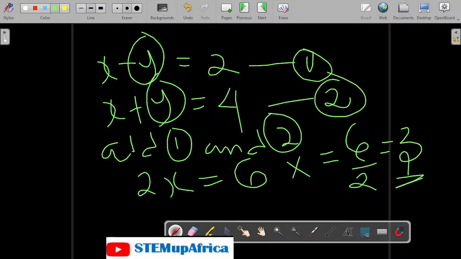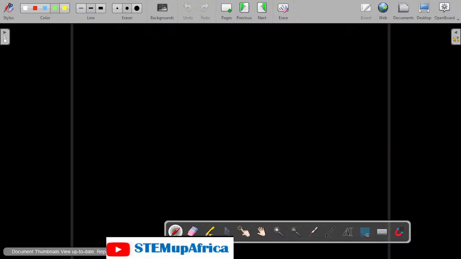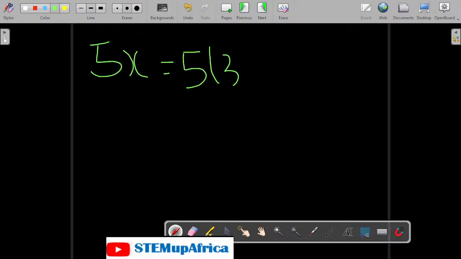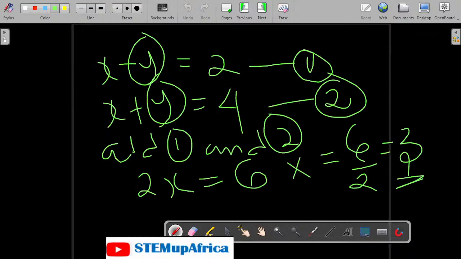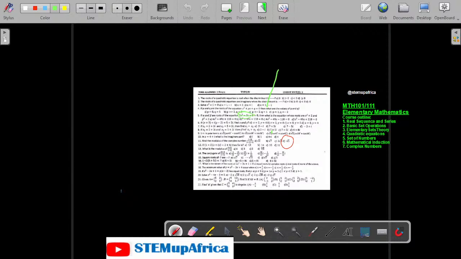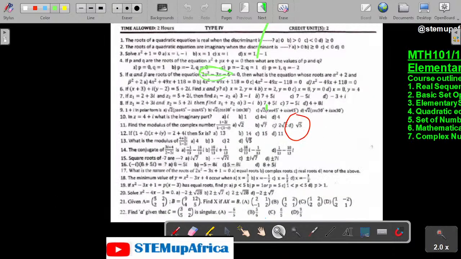Then we are asked to find 5x. So my 5x will be what? 5 bracket 3. That will give us 15. Our answer is simply 15. That is the solution to the question. Our answer is 15. That happens to be option C.